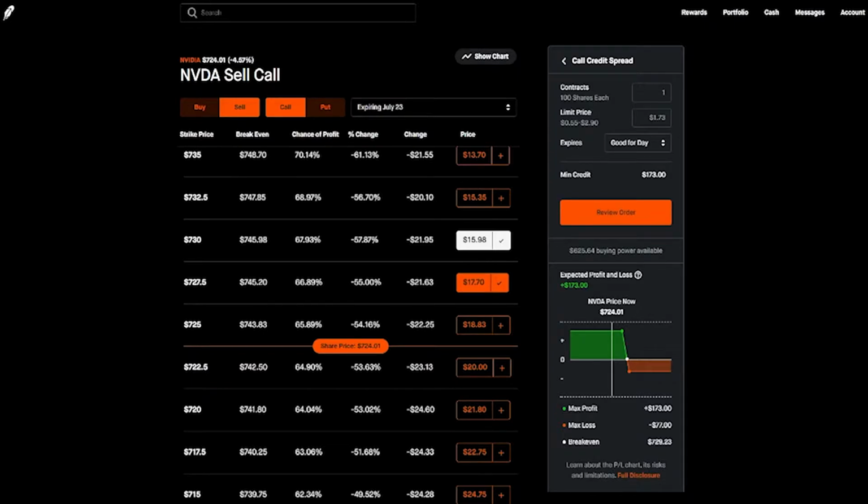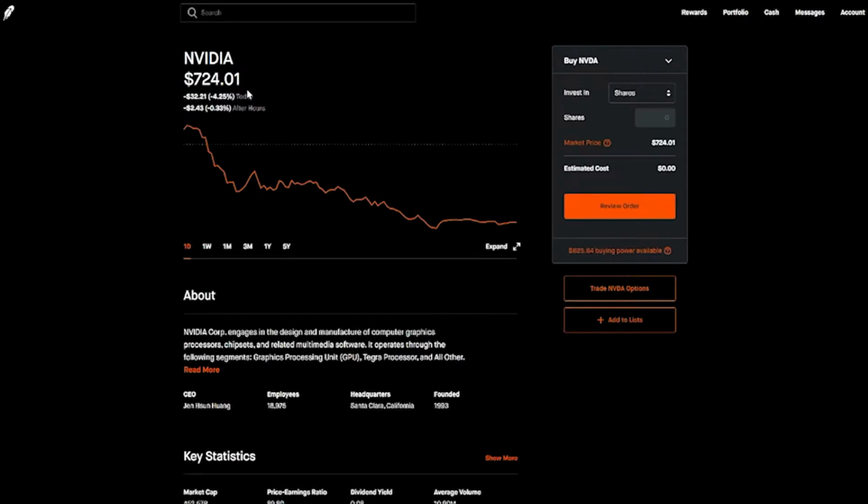So as you can see, here we are in Robinhood. If you go to the stock here, which is Nvidia, you should see an option to trade options. If you don't see that, you'll need to enable level 3 options trading. Just go to account, then click on settings, and within settings, if you scroll down, you'll see it in there. Here we go.